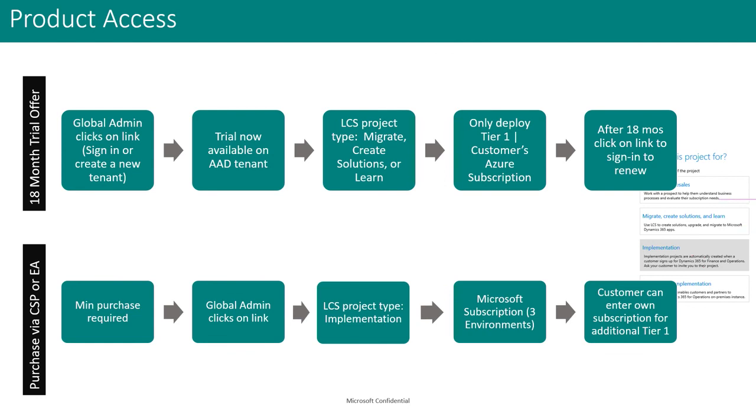So the link behind the 18-month trial offer is not publicly available for everyone. What you do is go to our docs.microsoft.com site, and if you want, I could take your email afterwards and provide you with the link. But it is on our docs.microsoft.com site where you can go to request the link. Yes, yes.